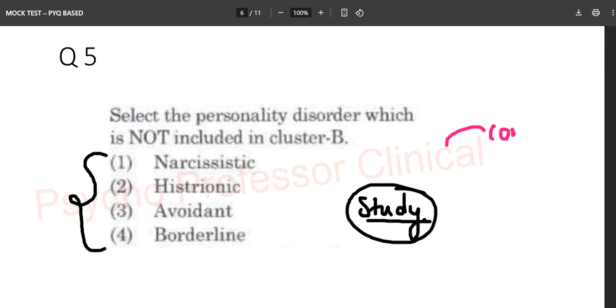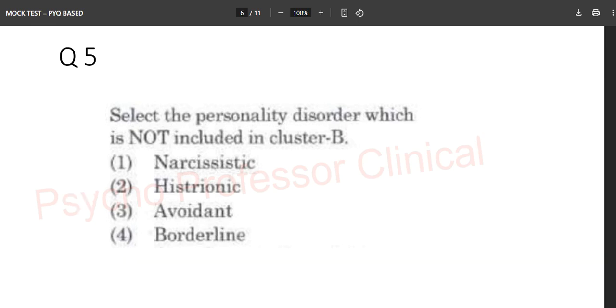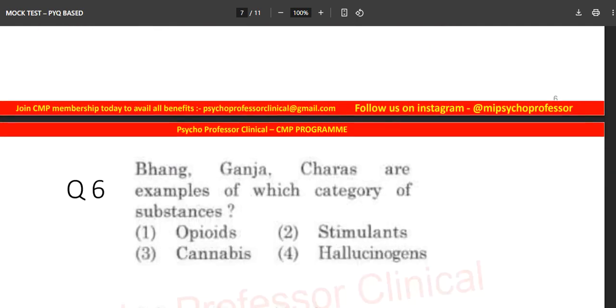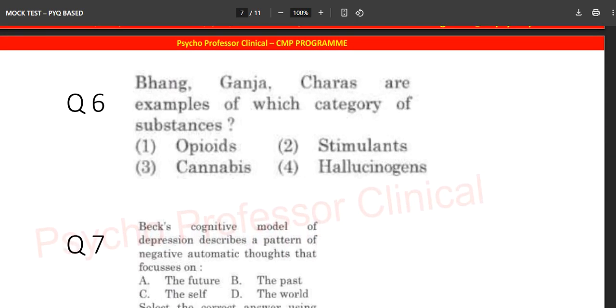So comment the correct answer if you know about this. If not, it's completely okay. There's ample amount of time. You can learn more things and get going. Moving forward, question number 6 and question number 7 together.